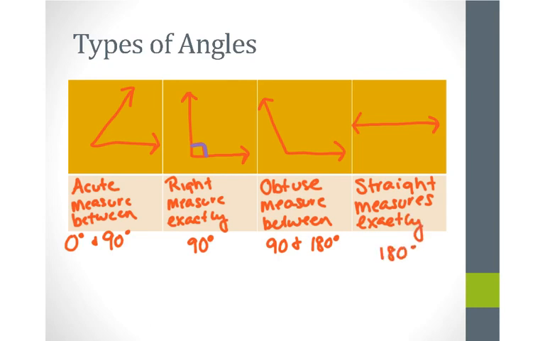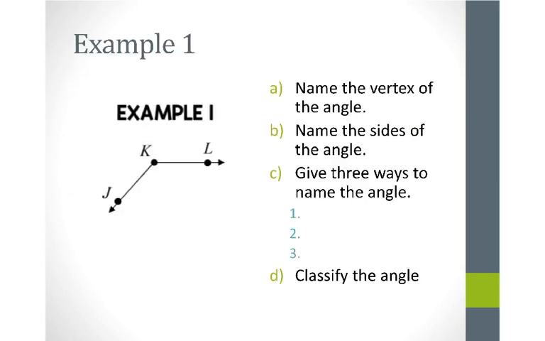Okay, so those are the 4 main types of angles. What we're going to do now is look at being able to name and classify our angle based on the type. So, example 1, name the vertex of the angle.